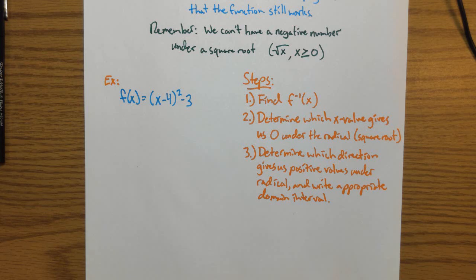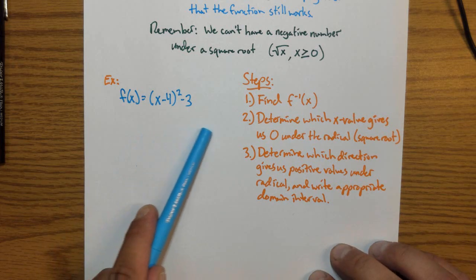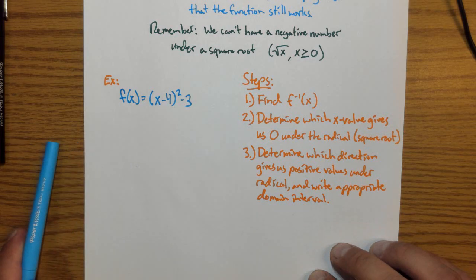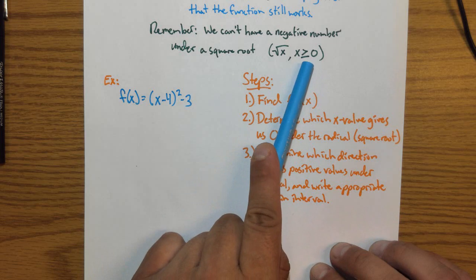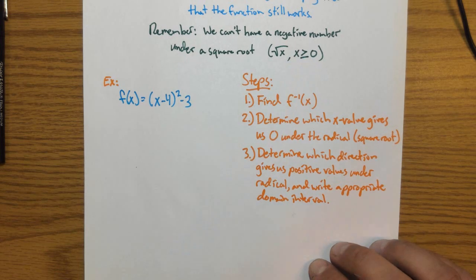And so once we finally figure out what x value gives us 0 under the radical, we want to determine which direction gives us positive values under the radical. Because from the number that gives us 0, if we go one way, it'll give us positive values. If we go the other way, it gives us negative values. And then we'll want to write that appropriate interval to something that looks like this: x is greater than or equal to, or less than or equal to, some number.